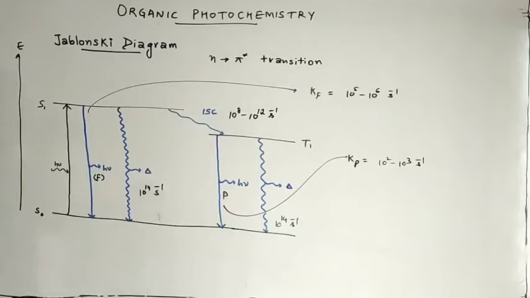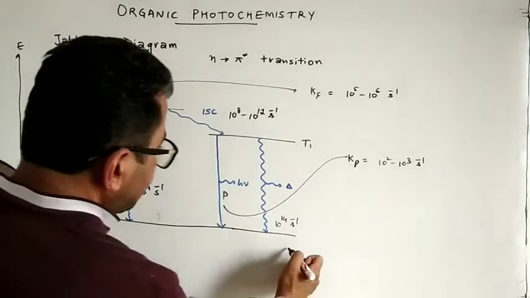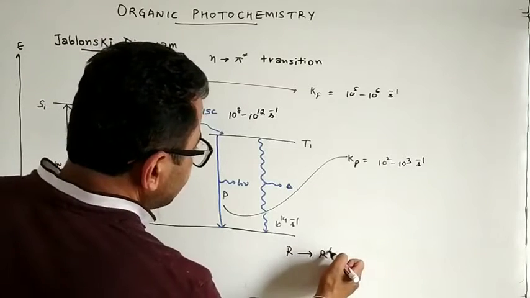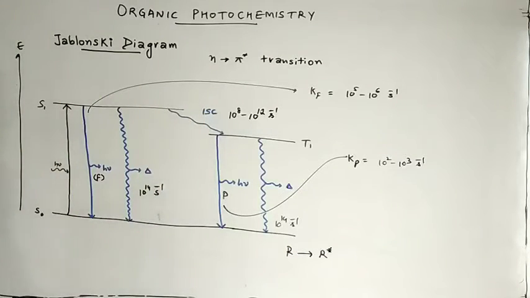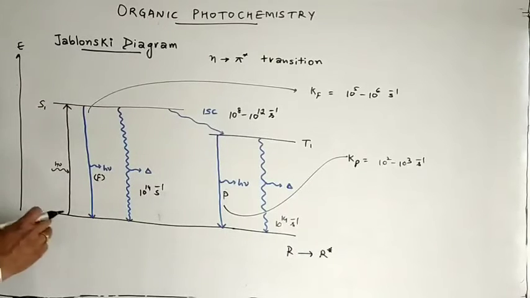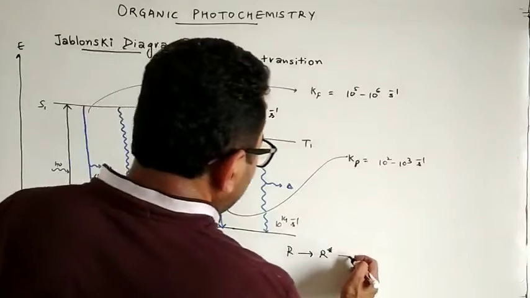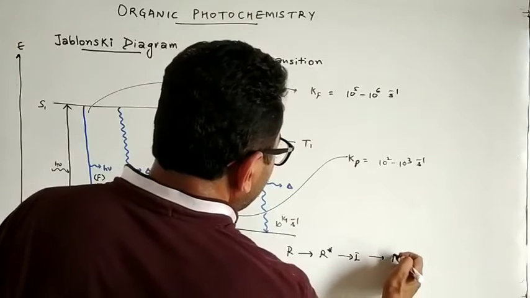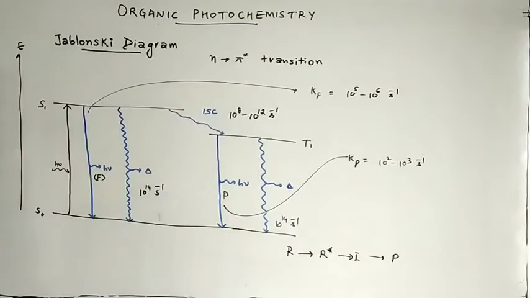So where the reaction takes place actually, in the photochemical reaction, what we have studied is that R changes to R dash. What is the meaning of R dash? R dash means the excited state. R is in the ground state, R going to the excited state. So when we radiate any particular substance, it first goes to the excited state. After that, it may change to some intermediate. After that, it changes to product. So these are the steps.